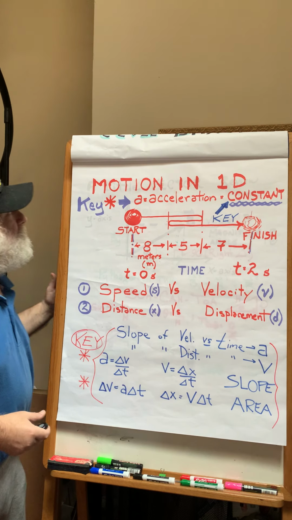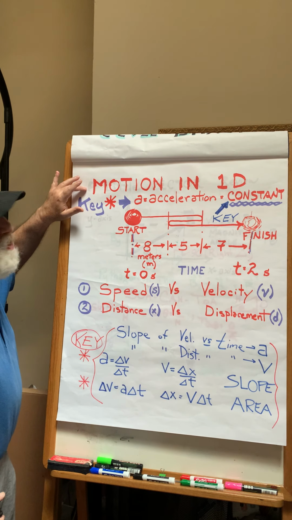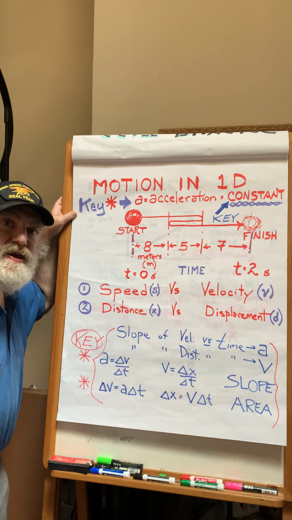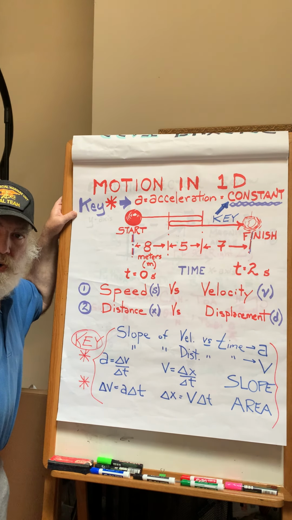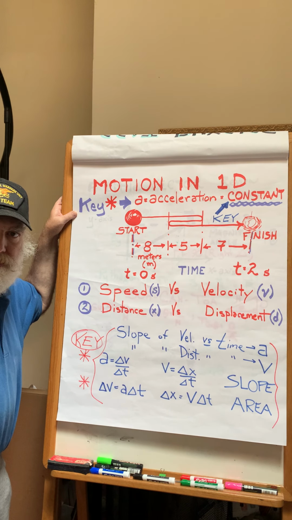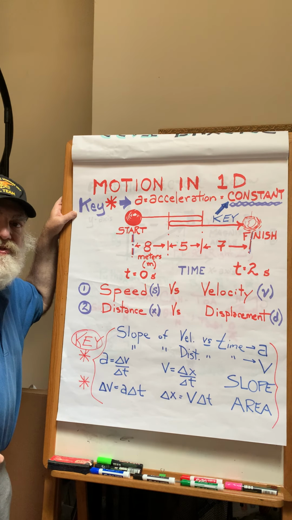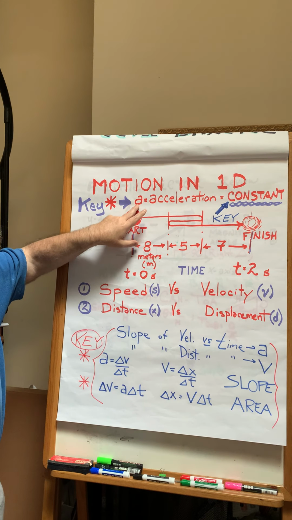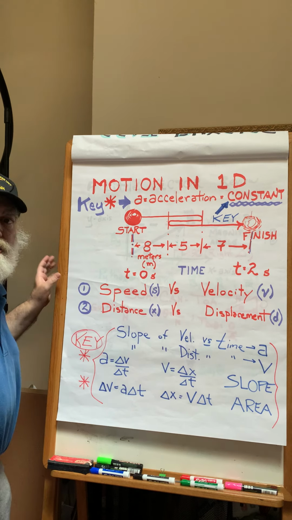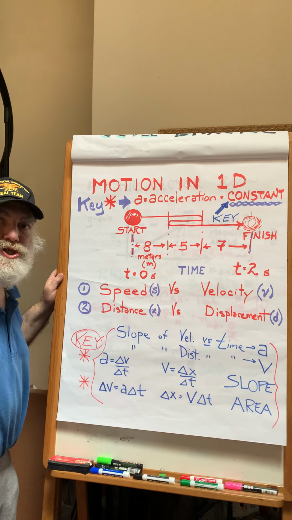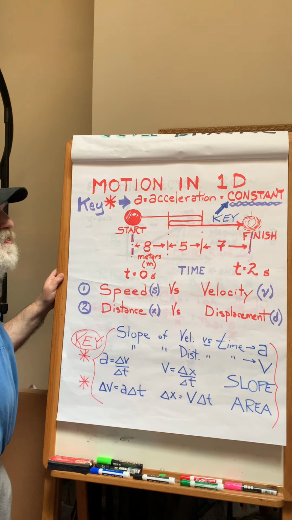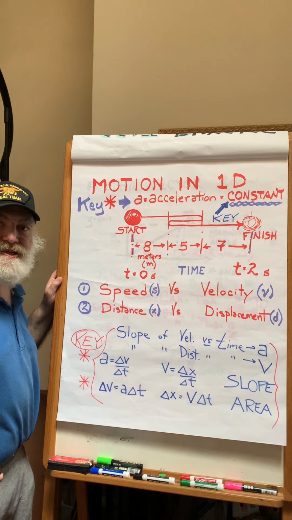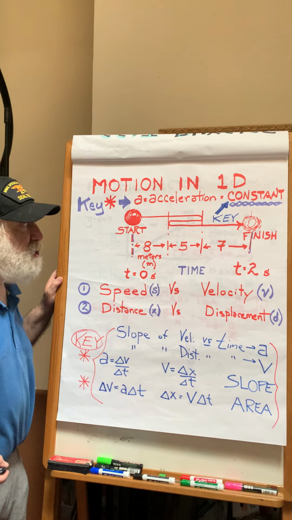Motion in one dimension. The key here, and if you take away one thing, it's this. For all of the equations that have to do with motion that we deal with on the SSAT physics test, the acceleration A is constant. The acceleration does not change within the problem. That's left for AP Physics 2 and advanced physics courses in college.